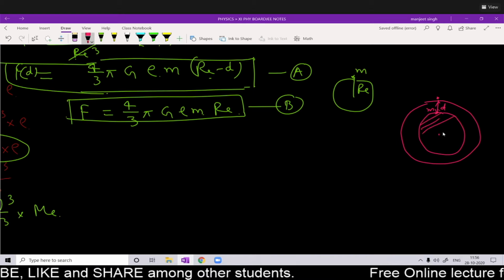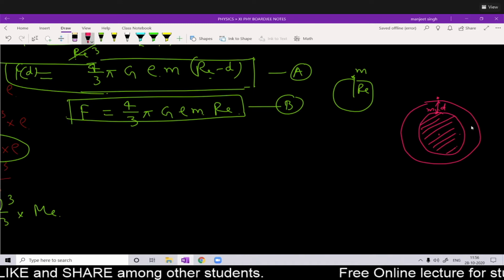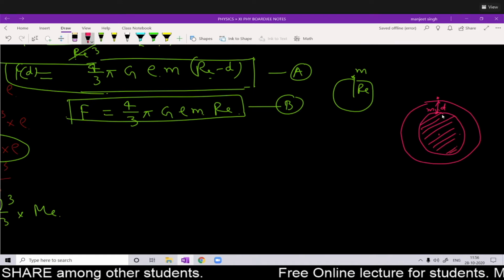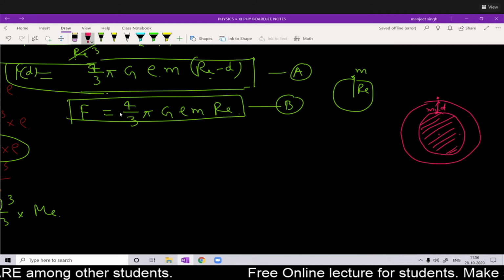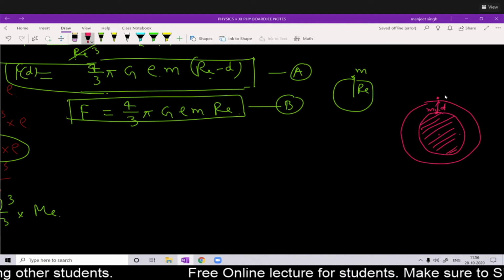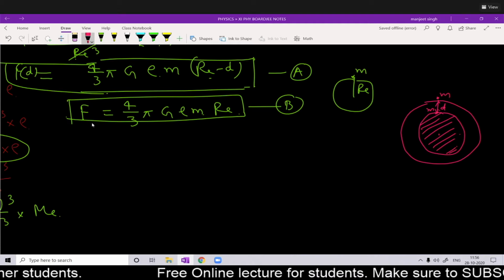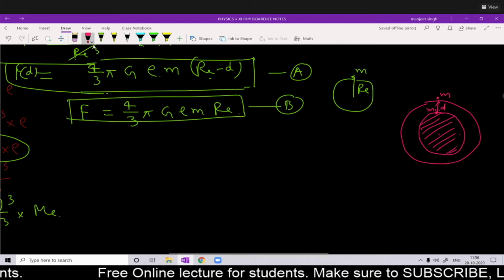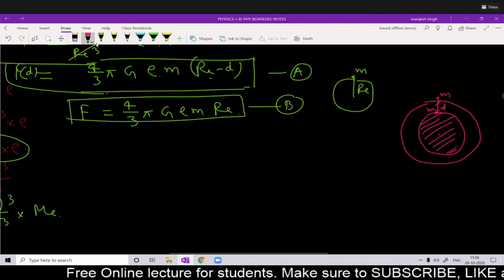Force on us will be due to this mass only, and due to the upper shell, there will be no force on mass M. So this is FD. F is the force on the surface. When we are on the surface, then the force F is acting on it. That is actually our weight.